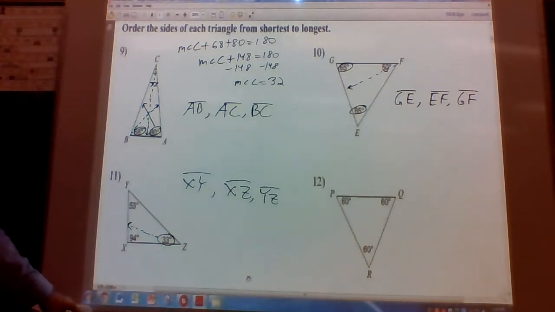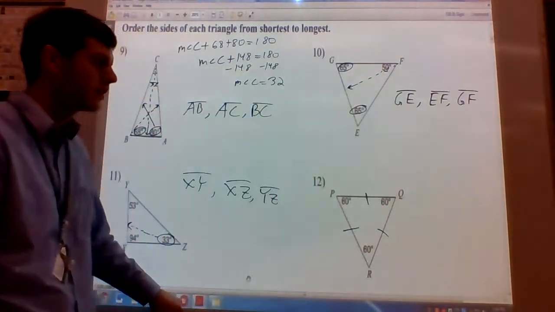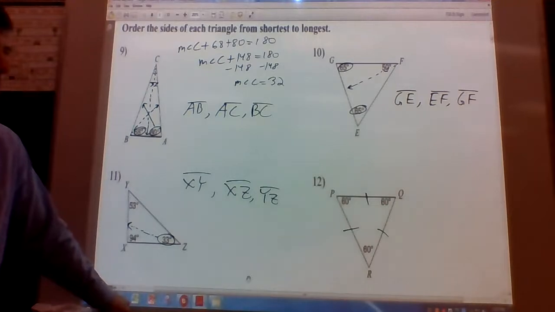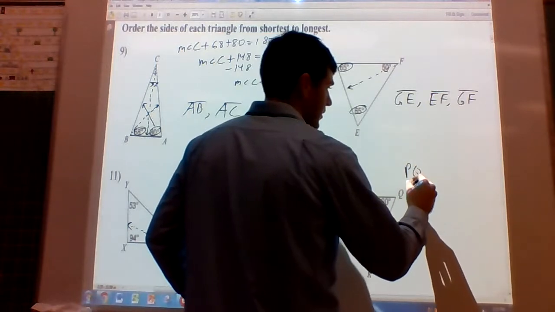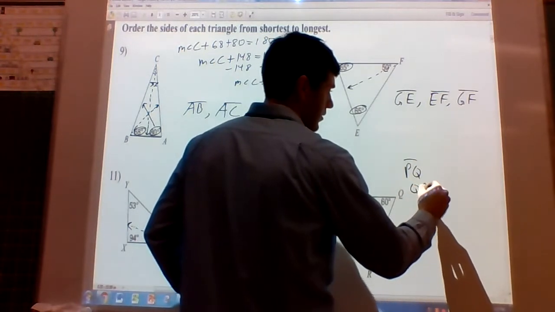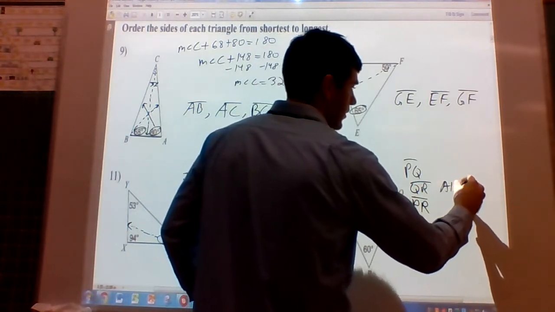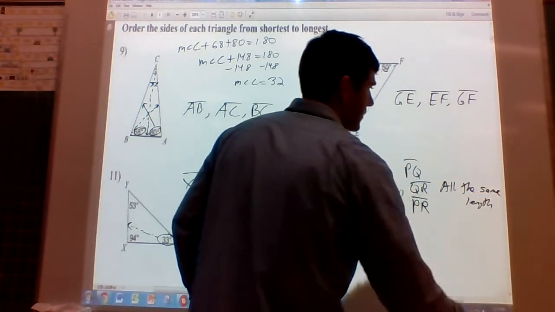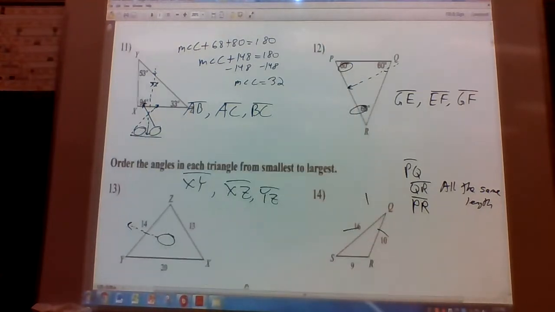And number 12, we have an equal angular triangle, which means we have an equilateral triangle, which means all the sides are the same length. So PQ, PR, and QR are all going to be the same length. Okay, so PQ, QR, and PR are all the same length. All right, so that is the first half of your sheet. Oh, we have more. Never mind, we got a few more.